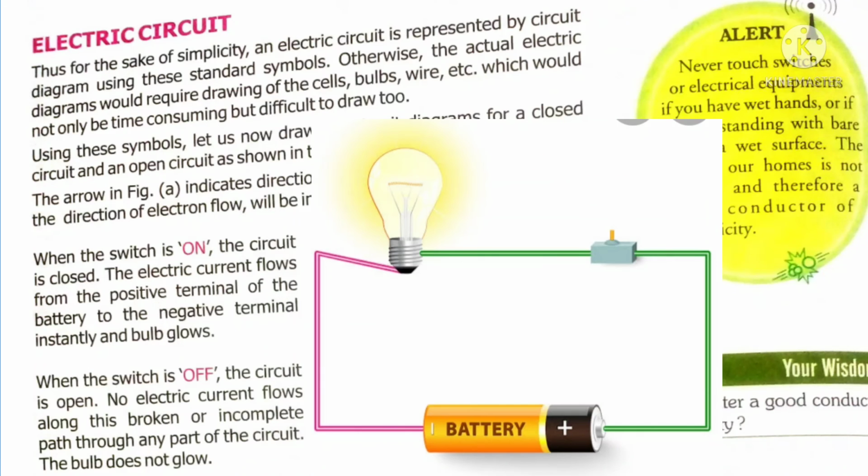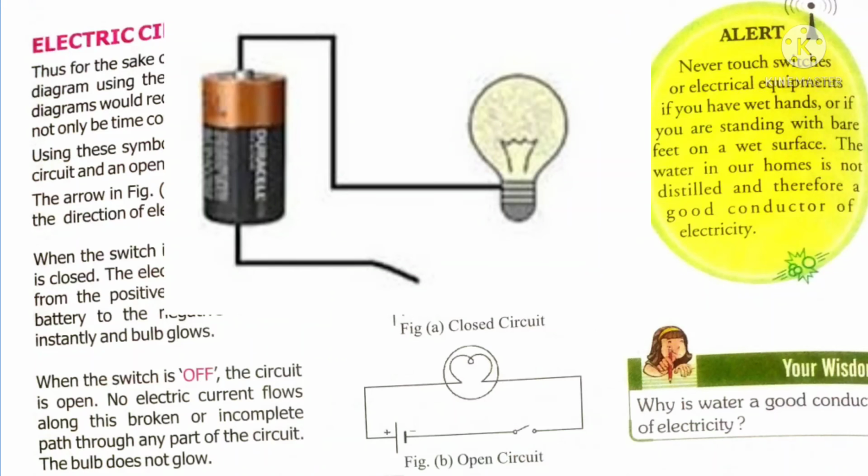Look at this circuit. The bulb is on, the bulb is glowing because the circuit is completed. Look, the switch is on, the battery is also connected, so the bulb glows brightly. Whereas in the next case, an open circuit, see the switch is not connected, the switch is in off position. So the bulb will not glow since the circuit is open.